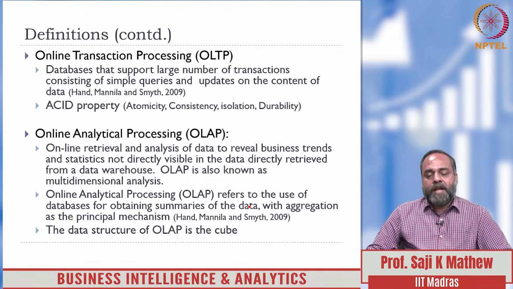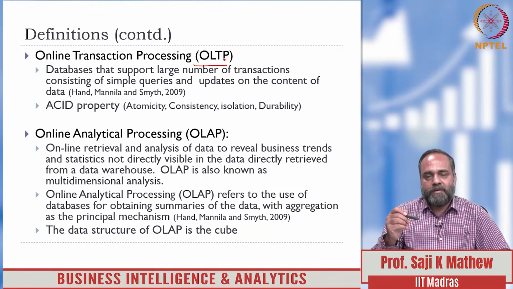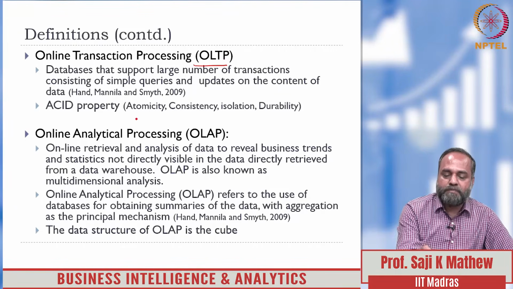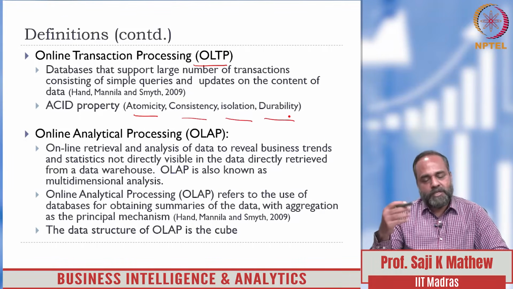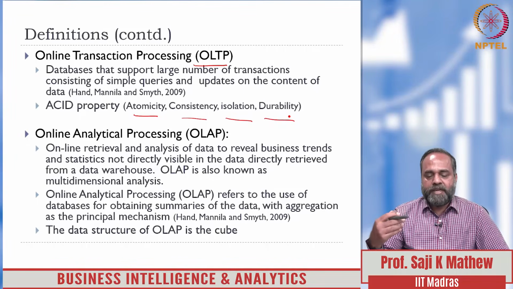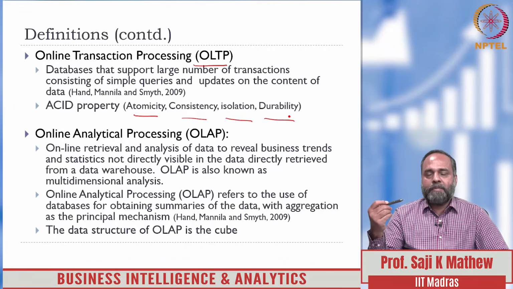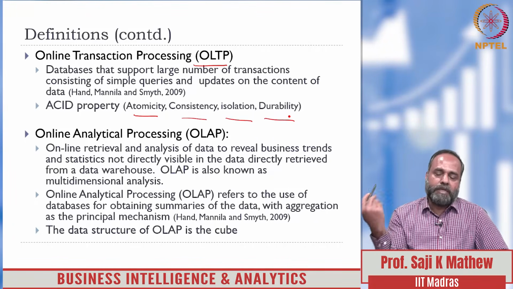Online transaction processing, or OLTP, I showed you what it is when I explained the architecture of business intelligence. It is the database, and it has properties like atomicity, consistency, isolation, durability, etc. We will study this in a subsequent session. OLAP is for multi-dimensional queries. We have seen that multi-dimensional queries are required by business decision makers to analyze KPIs from multiple dimensions.